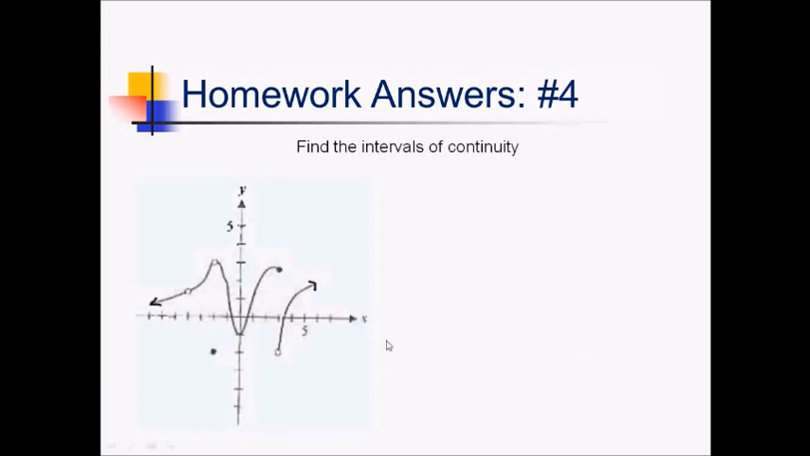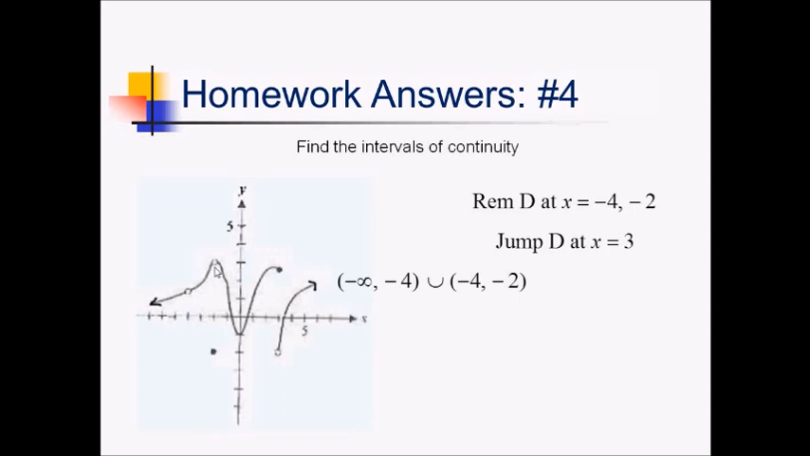For this problem, we're trying to find intervals of continuity for this graph. There are no endpoints on this graph, but let's make note of the discontinuities. So our first discontinuity over here at, let's see, 1, 2, 3, 4. At -4, we have a removable discontinuity, and also another one at x equals -2. And then as we move to the right, we see that we have a jump at x equals 3. So our first interval will be going from -infinity to -4, then from -4 to -2, and then from -2 to +3, and then from +3 to infinity is our last interval of continuity.